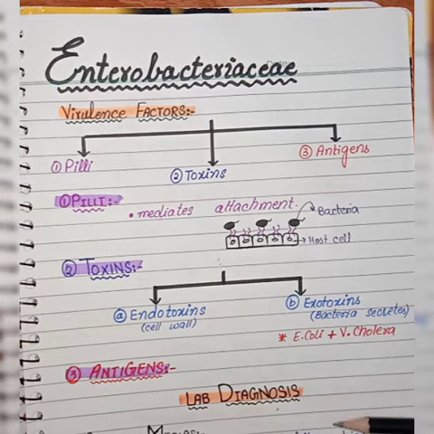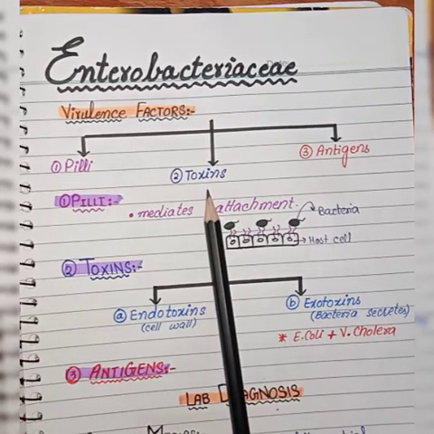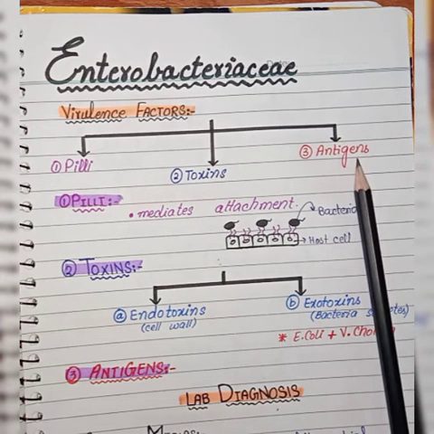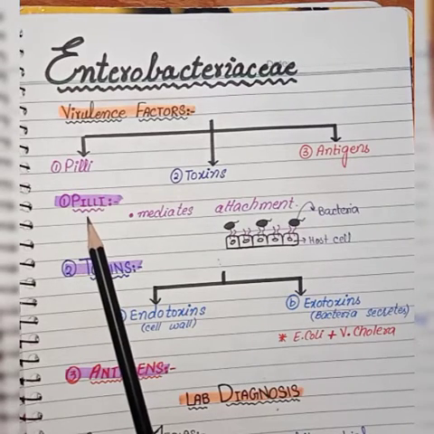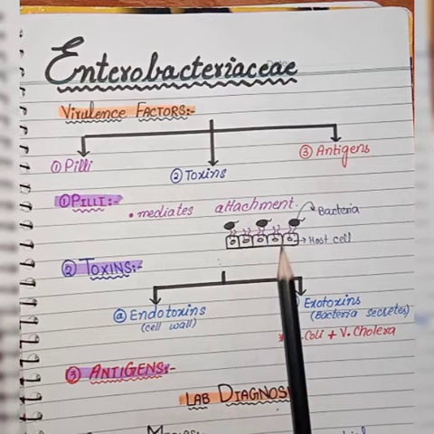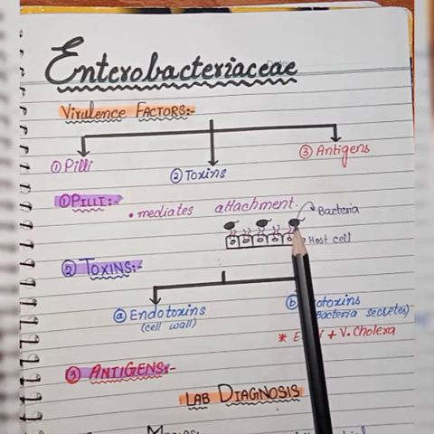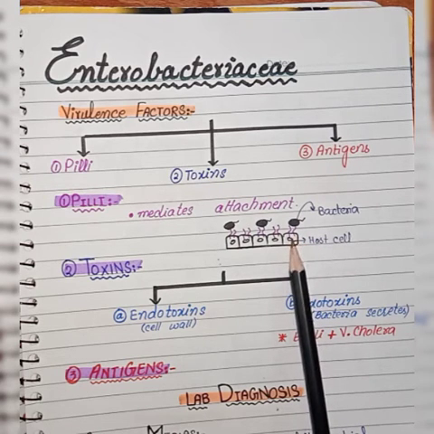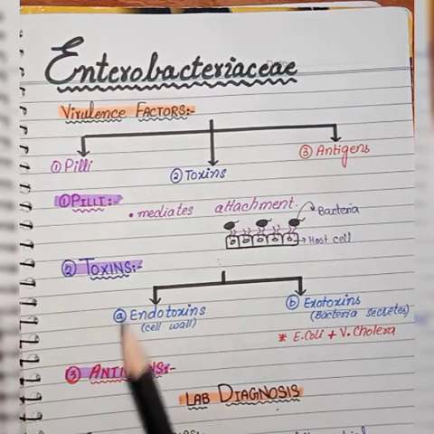So let's start. Here we have the virulence factors. First we have pili, second we have toxins, and third we have the antigenic structure or antigens. First, that is pili. What is the function of pili? It mediates the attachment. This is the host cell and that is the bacteria. When the bacteria comes in contact, it attaches to the host cells through its pili, and that is the function of the pili.